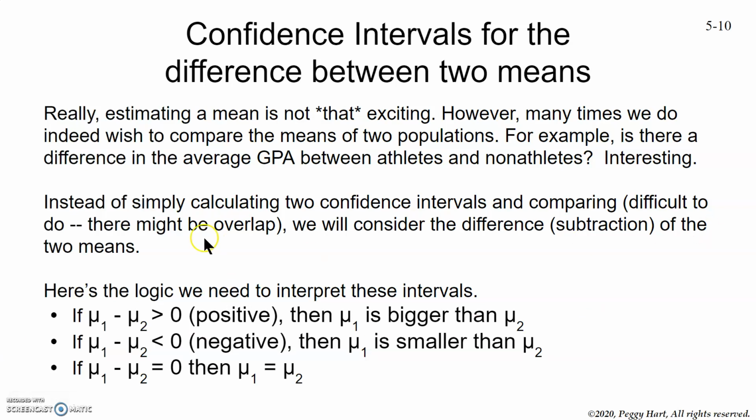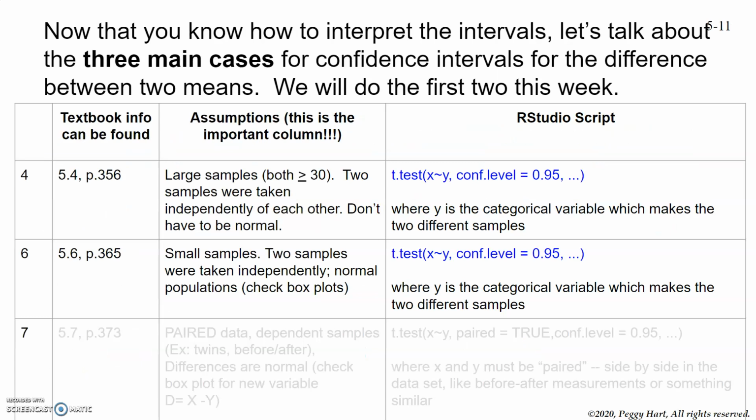Instead, you do this, you guys already know this, you do this difference, right? This subtraction of the means. And remember, we went through this logic in class. If the interval is always positive, then the first one's always bigger. If the interval is always negative, then the second one's always bigger. And if it goes from a negative to a positive, that means they might be equal, and it means we're not sure if there's a difference. We went through that in class last time.